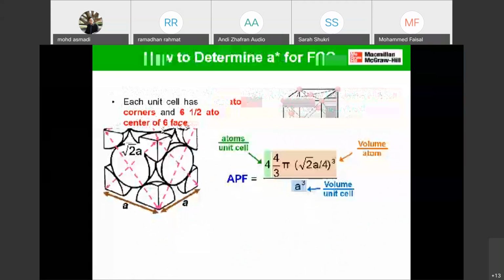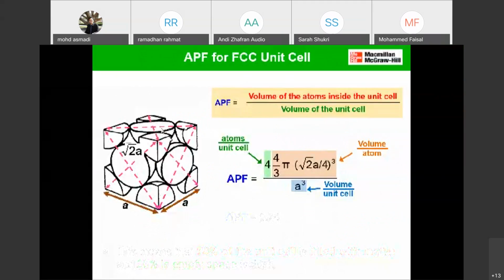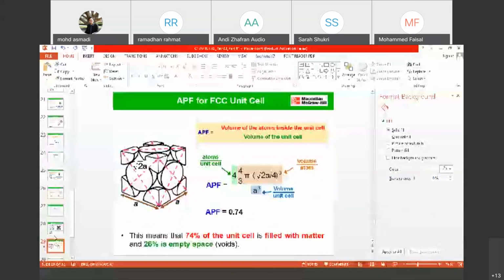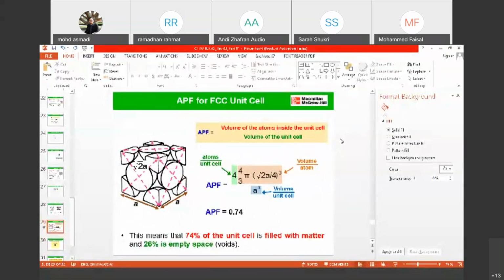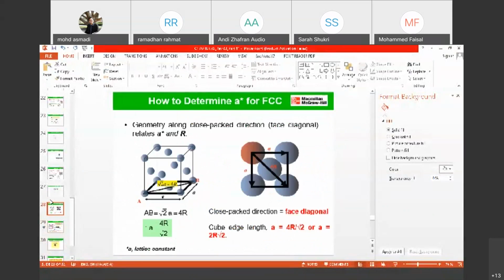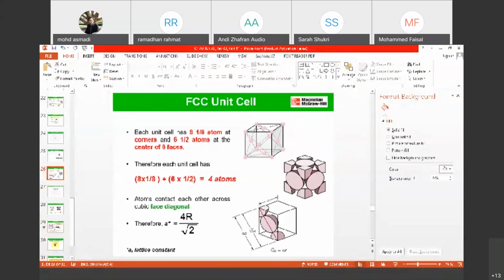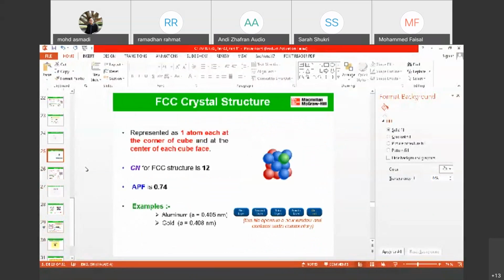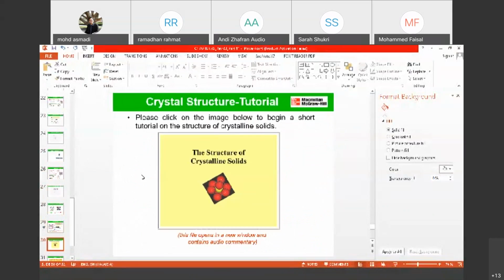For the FCC. So we talked about the simple cubic, as well as BCC and FCC. Just remember this equation, how to calculate the atomic factor and the coordination number also. The FCC has 12 neighbors. Coordination number is equal to 12. Any questions before we continue?